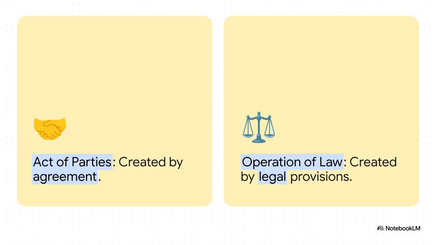On one side, we have charge by act of parties, which is created by agreement, versus charge by operation of law, created by legal provisions, for example, maintenance. I strongly advise the class to present this dichotomy clearly on your paper. Show the examiner that a charge isn't always some negotiated business deal. Sometimes the law itself imposes it, like a court decree for maintenance where a property is earmarked to ensure those payments are actually met. Laying it out like this shows a really comprehensive, structured understanding.